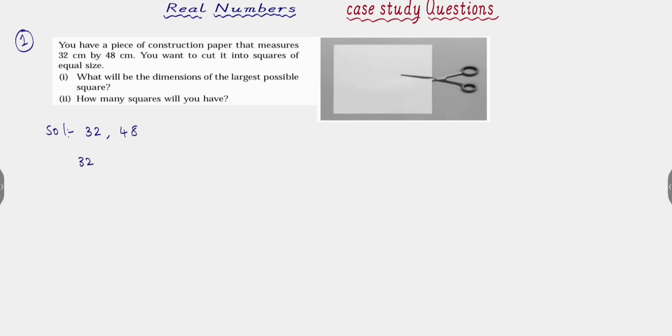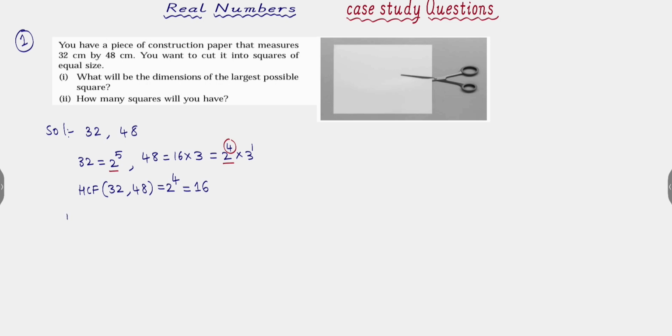Then 32 can be written as 2 power 5, and 48 can be written as 16 into 3, and 16 can be written further as 2 power 4, so 48 is 2 power 4 into 3 power 1. When we find the HCF of any two numbers, we take only the common prime factors. Here the common prime factor of 32 and 48 is 2, and its lowest power is 4. Whenever we find the HCF, we take only common factors and their lowest powers. So 2 power 4 is 16.